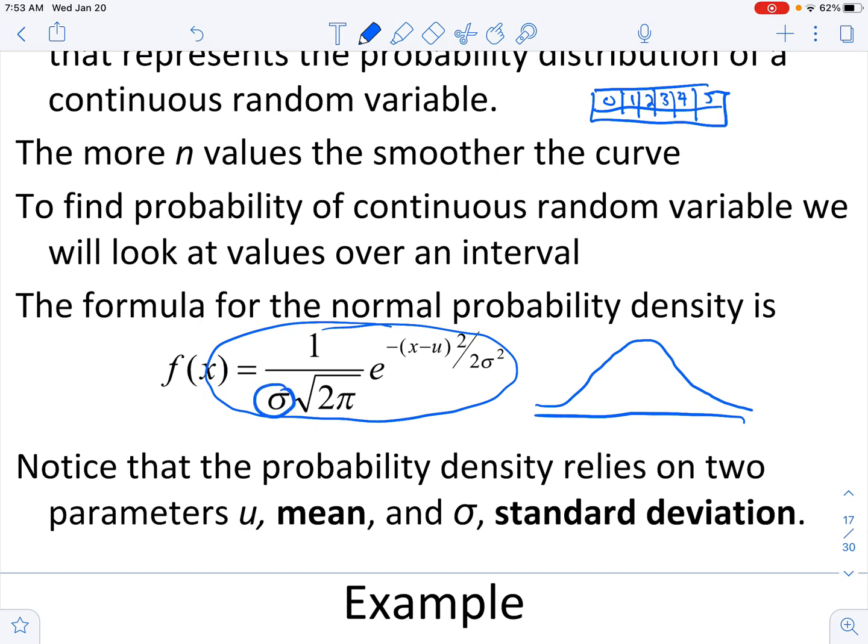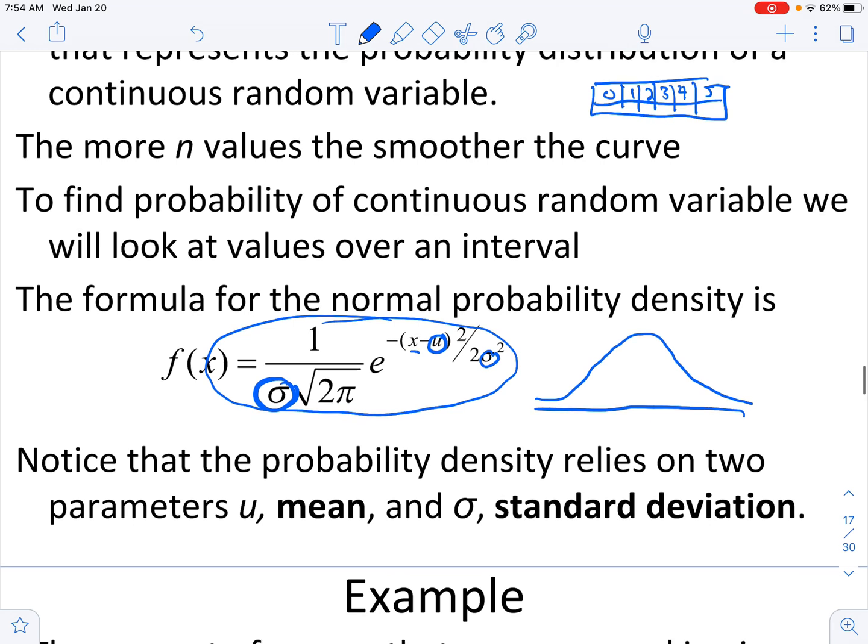Right here, this is your standard deviation. So if you look at it, you have standard deviation, standard deviation. Then the other thing you're going to look at is mu and x. So really, all it comes down to is your standard deviation and your mean. This curve is going to be based upon your standard deviation and your mean.